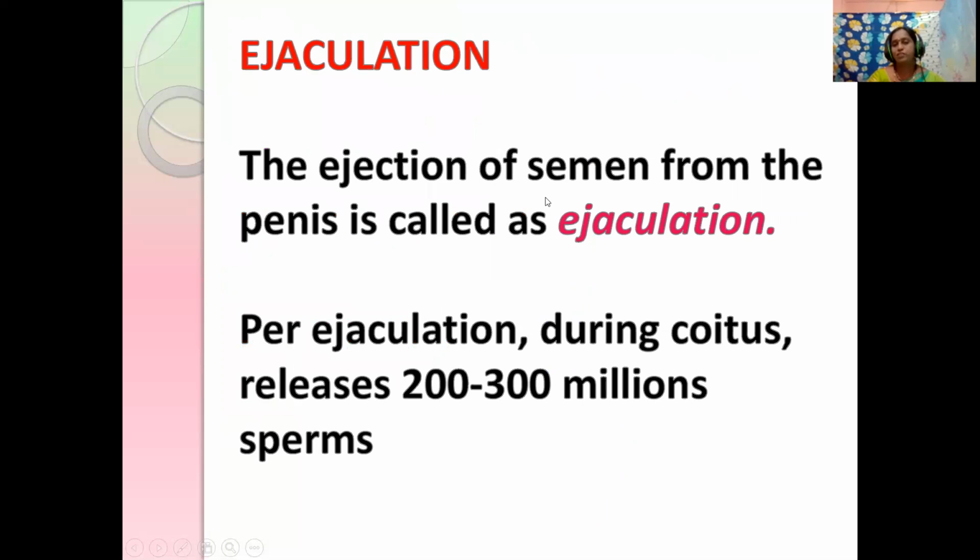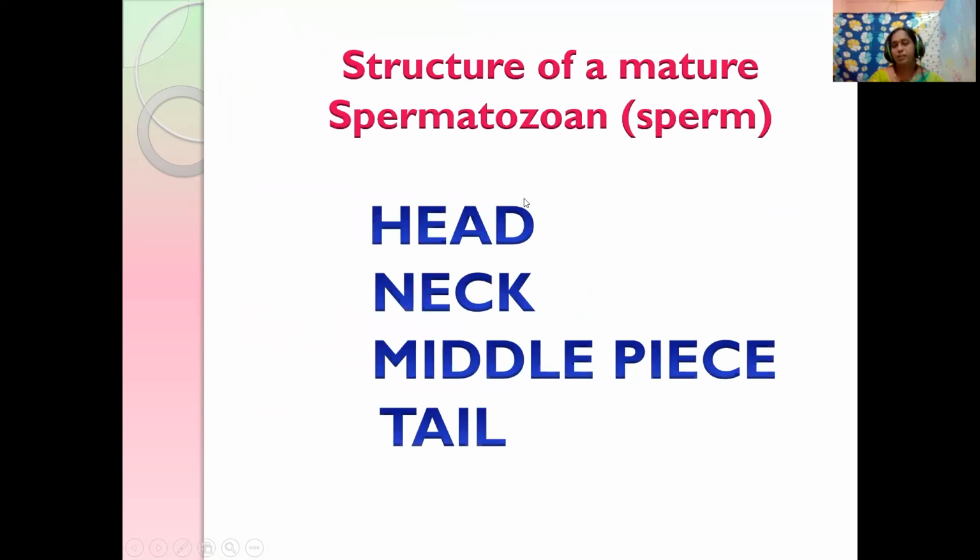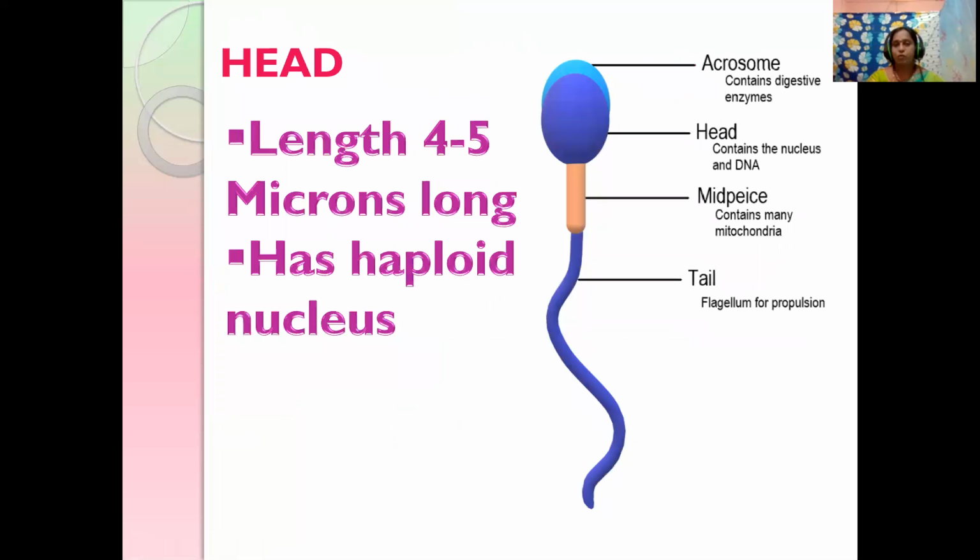Yes, the discharge of semen from the penis is called ejaculation. Then how many sperms are released per ejaculation? 200 to 300 million. Yes, we'll see the parts of the sperm. The sperm parts are head, neck, middle piece and tail. First, we'll see the head. It is a flat disc-like structure, 4 to 5 microns in length, having a nucleus. The nucleus occupies 65% of the head and contains the DNA. The number of chromosomes is 23.